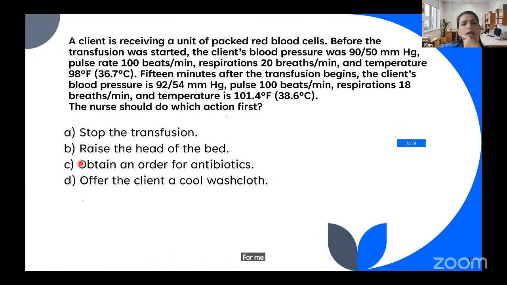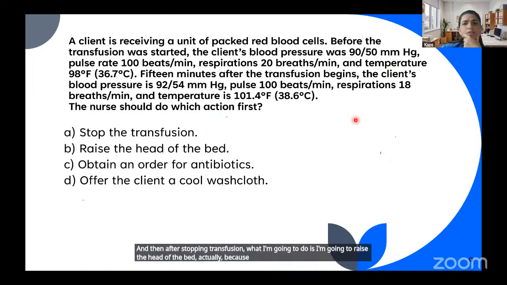For me, I would stop the transfusion first, right? And then after stopping the transfusion, what I'm going to do is raise the head of the bed, because this person could be in trouble for breathing at any point if this is a transfusion reaction now.